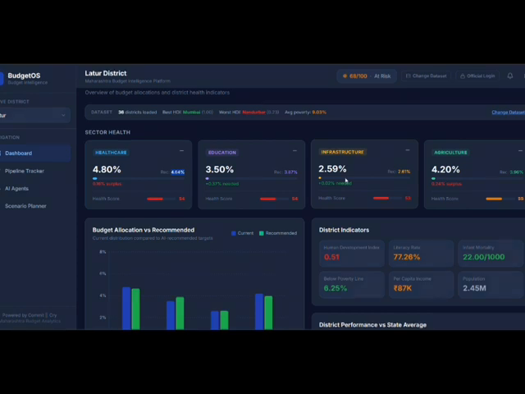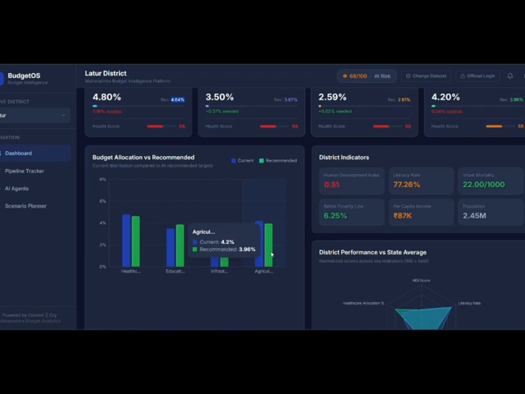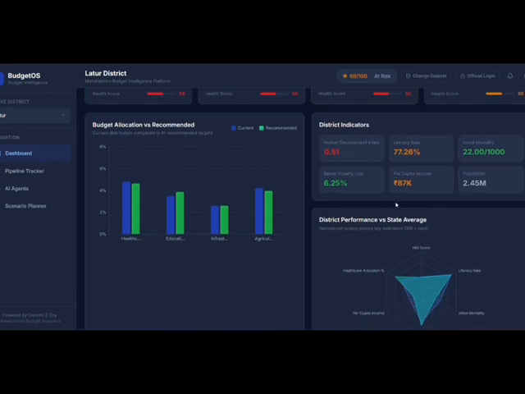This is what intelligent PFMS doesn't give. Not just what the numbers are, but whether they are right. Now, the bar chart makes it visual. Blue is current and green is recommended. Every gap is an opportunity to reallocate smarter. And here are the raw indicators driving every recommendation.